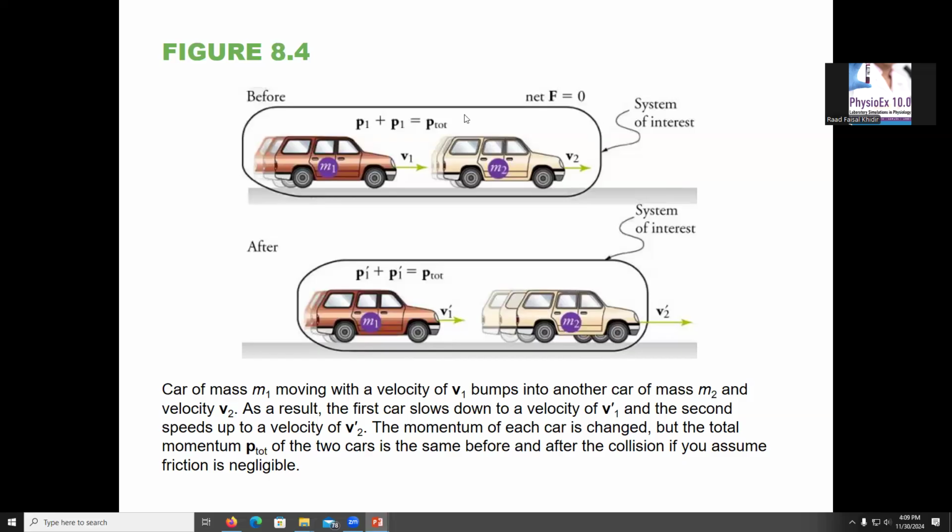So that's your first system, who's hitting who before the collision. Your after is going to represent who has been hit after the collision. So car 1 has its own momentum, car 2 has its own momentum, and after the collision, each car has its separate momentum. But you must appreciate that before the collision and after the collision, they have the same total momentum.